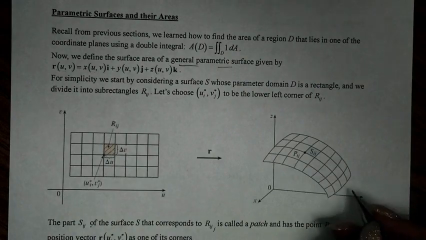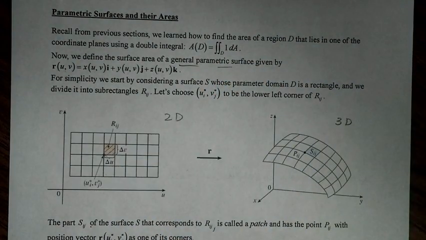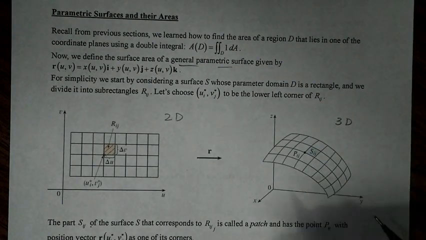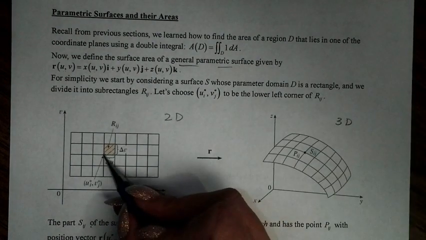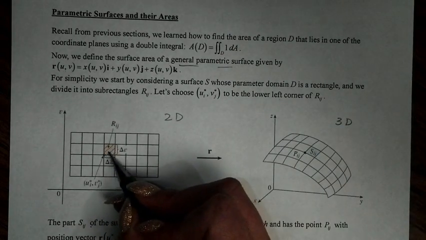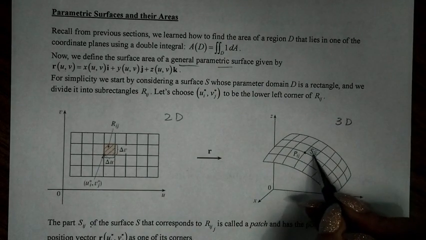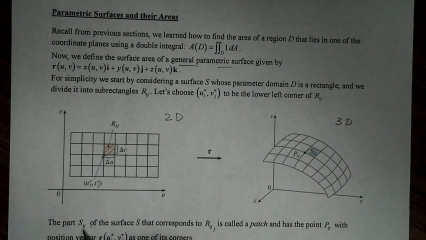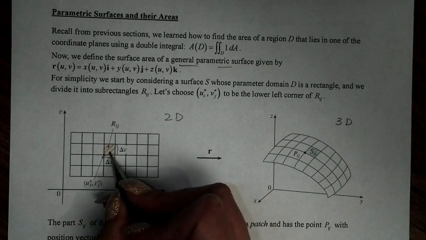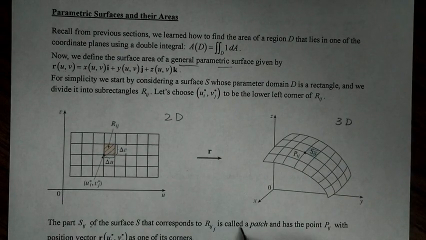When we transform this 2D figure into 3D, because that's where we want to end up, the point that we have here becomes this one that you see over here. This square is a representative square, which is that S sub ij that we have over here. The part S sub ij of the surface S corresponds to this rectangle in the 2D situation. This is called a patch.